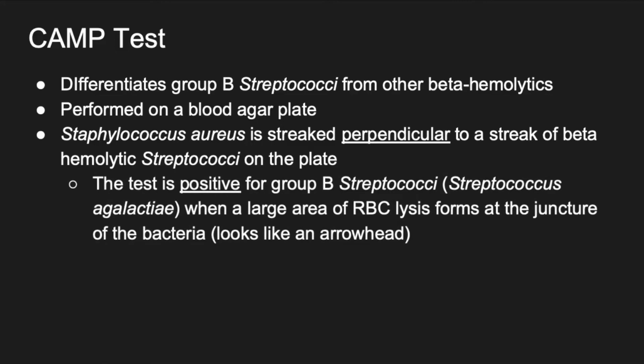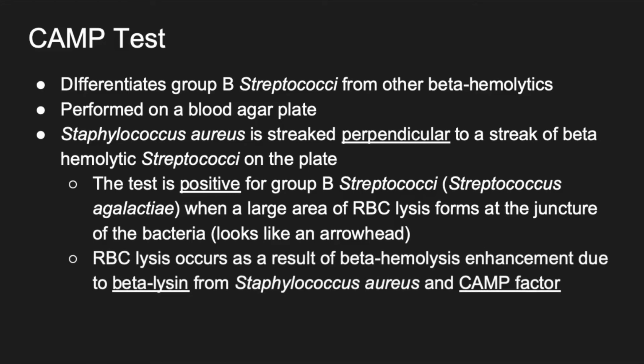If the CAMP test is positive for group B streptococci, for example Streptococcus agalactiae, we will see a large area of red blood cell lysis forming at the juncture of the bacteria. Where Streptococcus agalactiae is meeting with Staph aureus, we're going to see an area of clearing. That will be evident in the picture I'm about to show you, and it looks like an arrowhead.